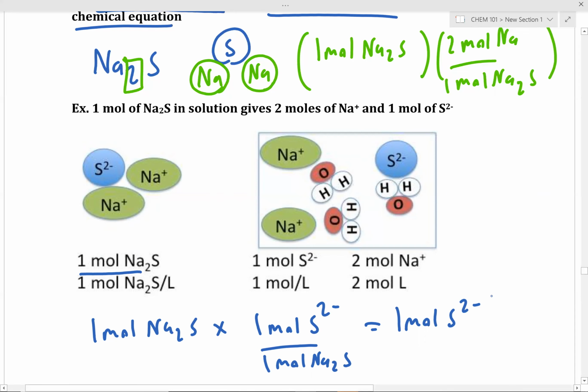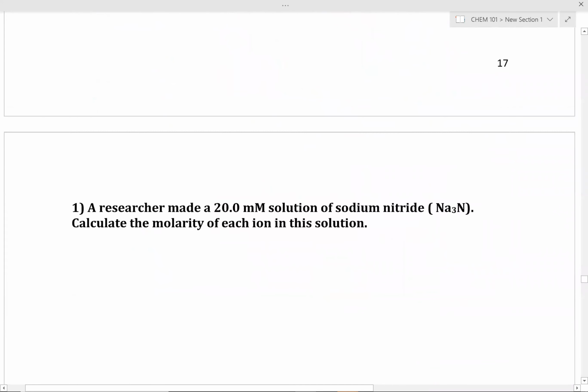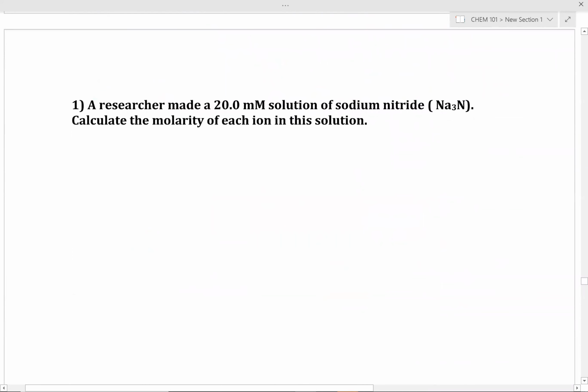Now, how do we use this idea? Well, just keep in the back of your mind, ionic compounds dissociate, okay? We're going to use this in a moment. So, I'll start us off with an example. A researcher made a 20 millimolar solution of sodium nitride, and they want us to calculate the molarity of each ion in this solution.